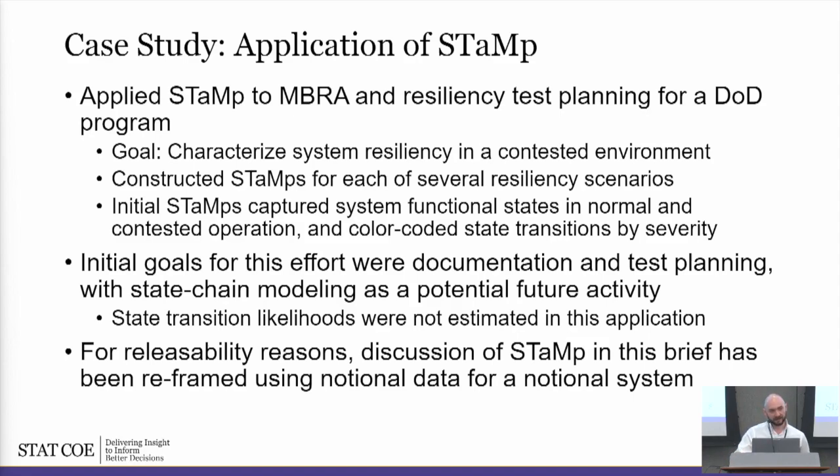They had several resiliency scenarios that they were really interested in. We constructed a STAMP for each one of those. These initial ones were really just focused around trying to capture those different functional states in normal and contested operation and the transitions between those, and then color coding those by the severity. Again, the initial goals were just on the documentation and planning side, with the potential that in the future you could add some modeling capability, using Monte Carlo or other methods to try to understand which states are absorbing states.